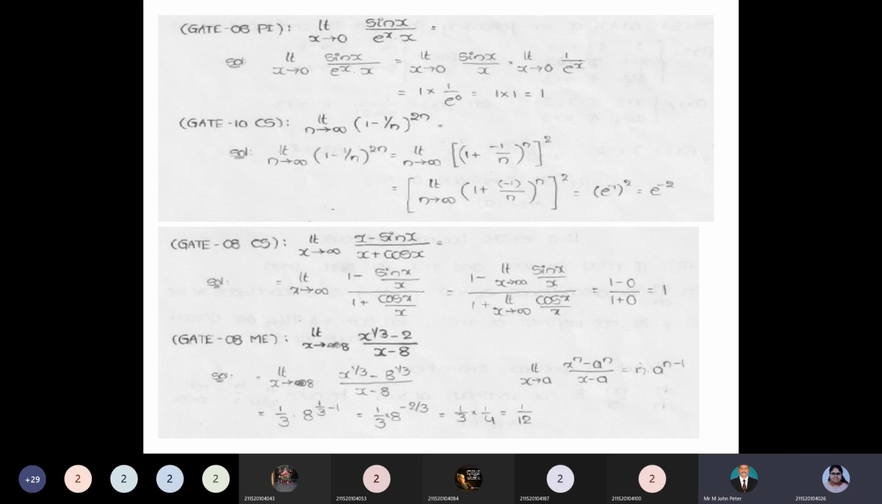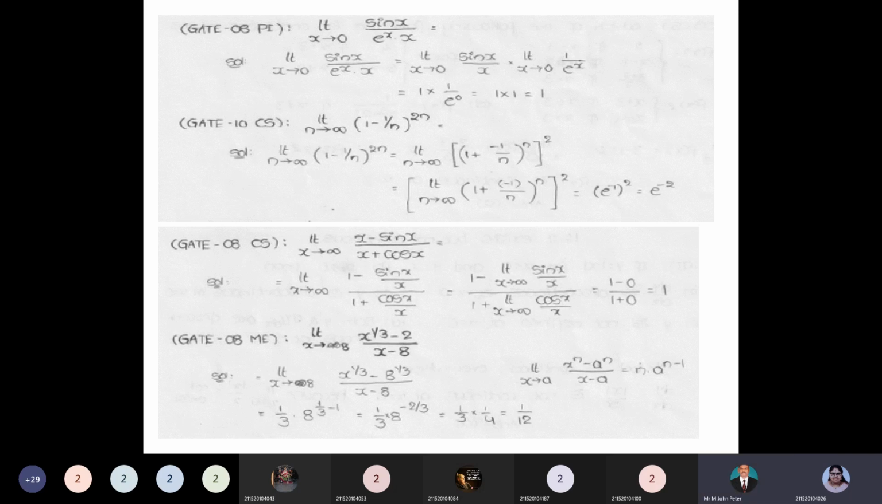So the formula is: limit x tends to a, x power n minus a power n divided by x minus a, is equal to n into a power n minus 1. Using that here, n equals 1 by 3. Replacing the value as per that formula, you will get 1 by 3 into 8 power 1 by 3 minus 1. So you will get 1 by 3 into 8 power minus 2 by 3. Take 8 power minus 2 by 3 to the denominator, and the power minus becomes plus. So 8 power 2 by 3, positive 2 by 3, is equal to 4.